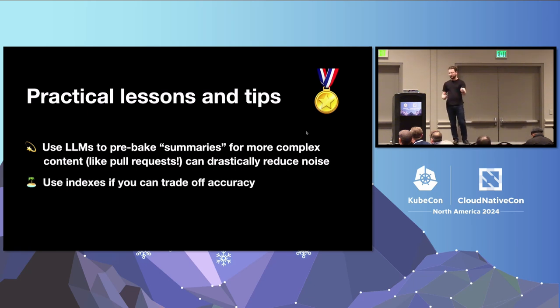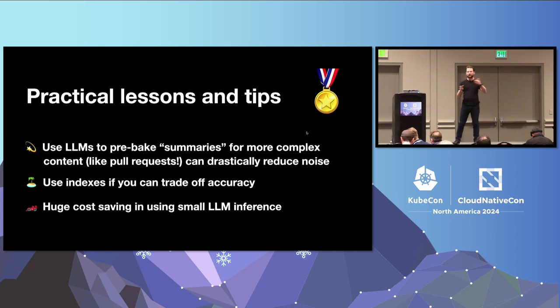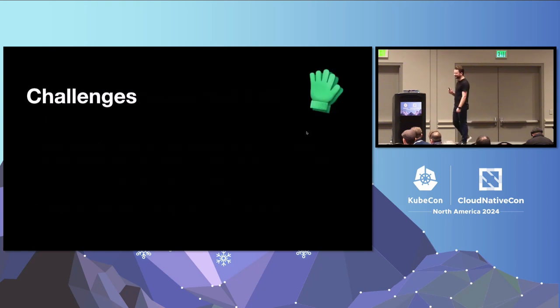Using indexes like HNSW to trade off for some accuracy was big. That's a big performance upgrade in our vector search. Again, huge cost savings using small LLM inference. Just a small 7 billion parameter model was good enough for us, and I would argue is good enough for most natural language tasks. There's not a lot that I think ginormous models are needed for, usually. Don't quote me on that.